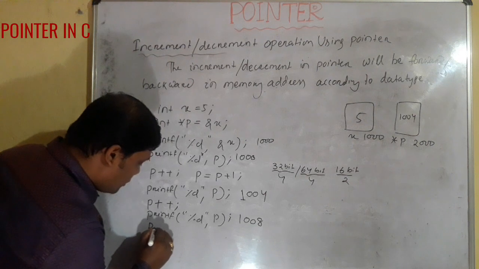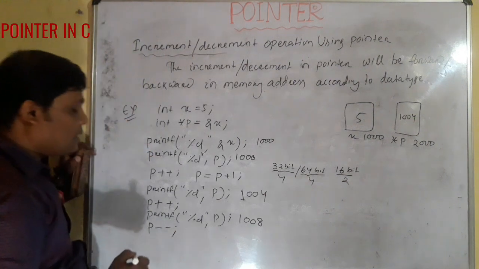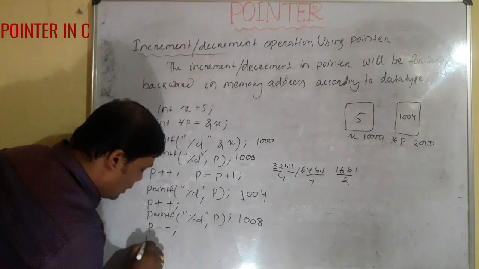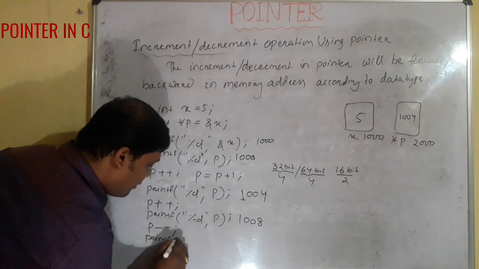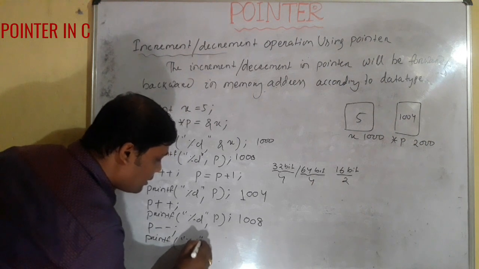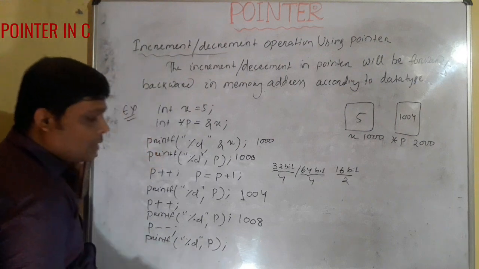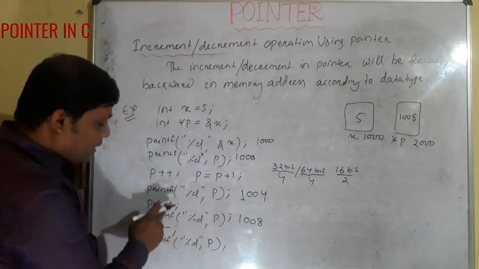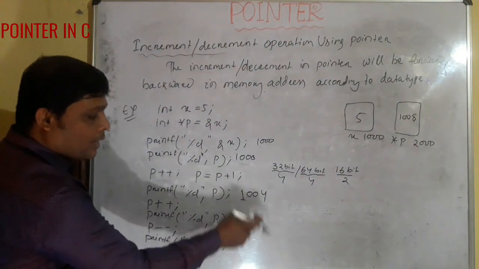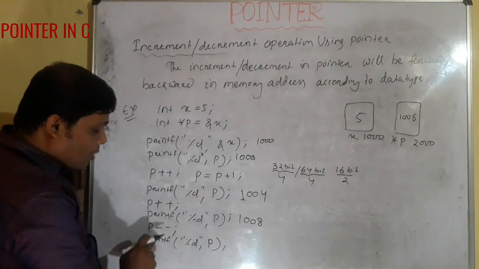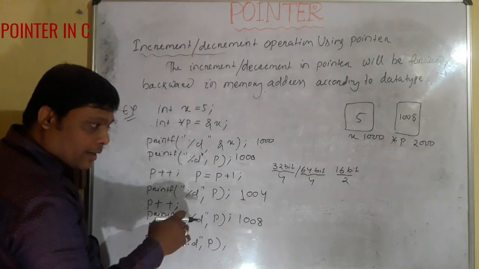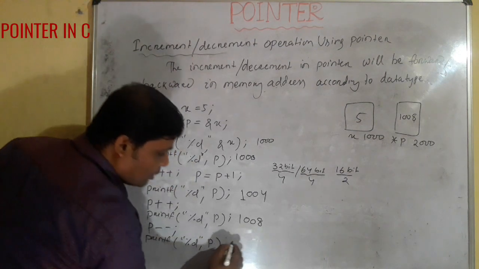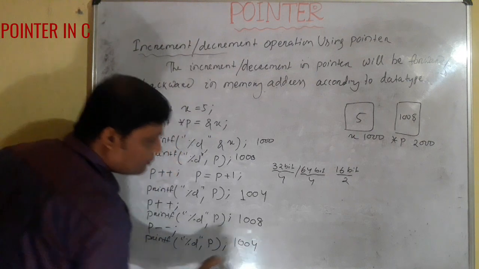If I do the minus minus operation, the decrement operator, and then print again with printf percent d, then p, what will it print? Before it was 1008, since I have already incremented 2 times. Now p minus minus will decrement it by 4 bytes because it is integer type. So it will be 1004.